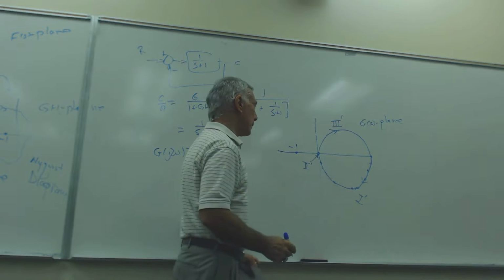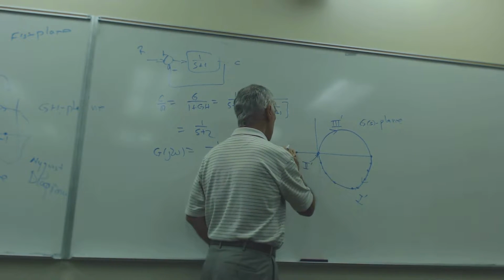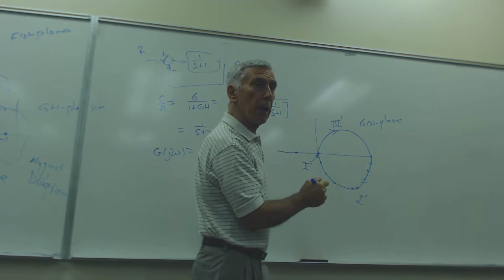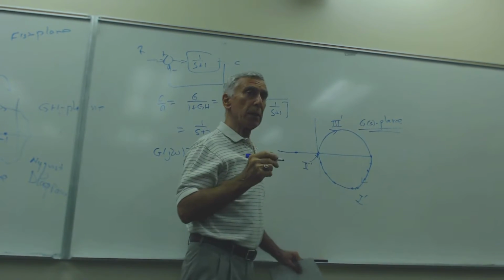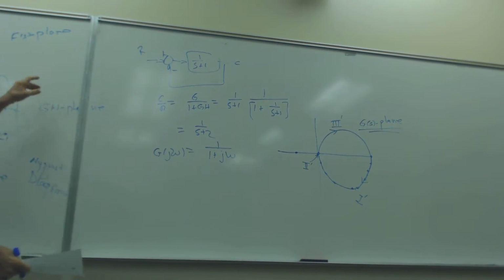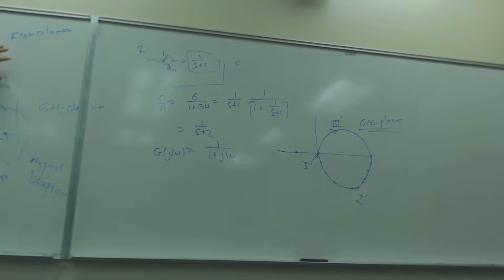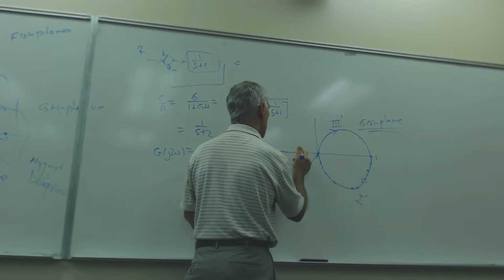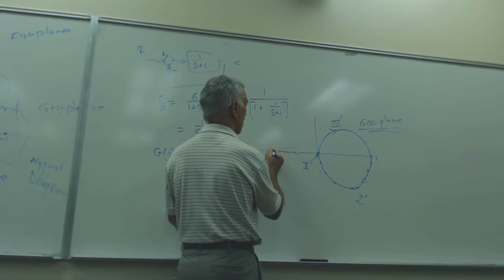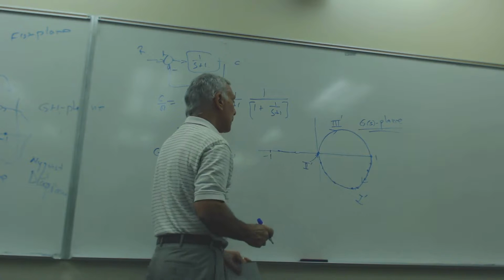Here's the -1 point. Actually, you've got to shift it. Sorry? Do you have to shift it? Oh, this is already shifted. This is the GH, right? What we said was the F(S) is shifted to the left to get GH. So it's already shifted, and this point here was 1. So the -1 point is here.